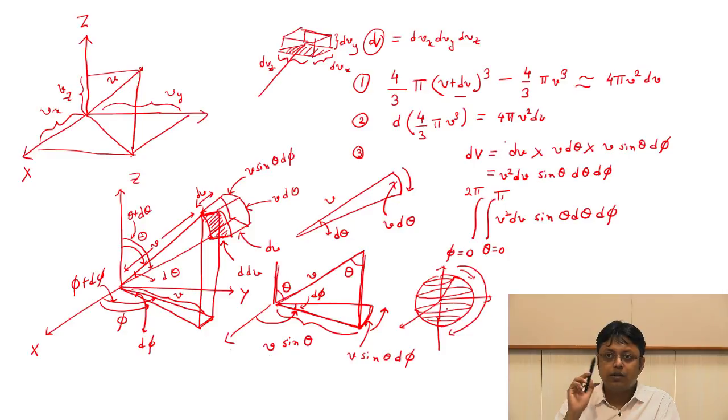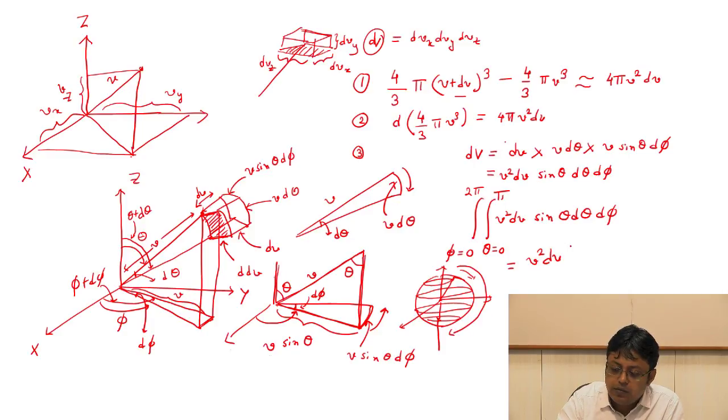So latitudes have 0 to 360 degrees, or 2 pi, and longitudes have 0 to 180 degrees, or pi. That way you can construct the surface of a sphere. Exactly the same concept we are using here. So now if you integrate it, this v comes out of the integration. It is v squared dv. So there is no v integration.